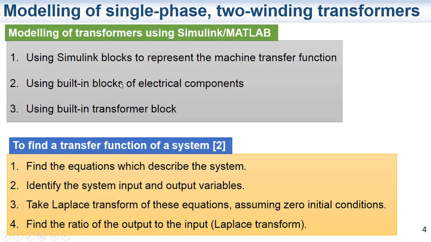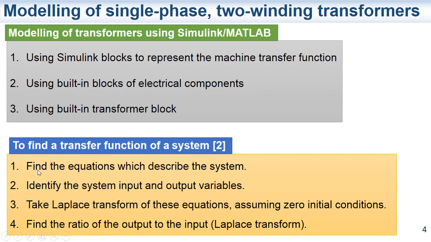Again, we are using three different approaches to model transformers. In the first approach, we are using transfer function blocks to model the transformer. In the second approach, we are using built-in Simscape blocks, so resistance, inductance, etc., to build a model of a single-phase two-winding transformer. In the third and final approach, we are using the built-in transformer block, trying to validate the first two approaches. Now, in order to model a transformer using transfer function blocks, we have to have the transfer function of a system, and in this case of a transformer.